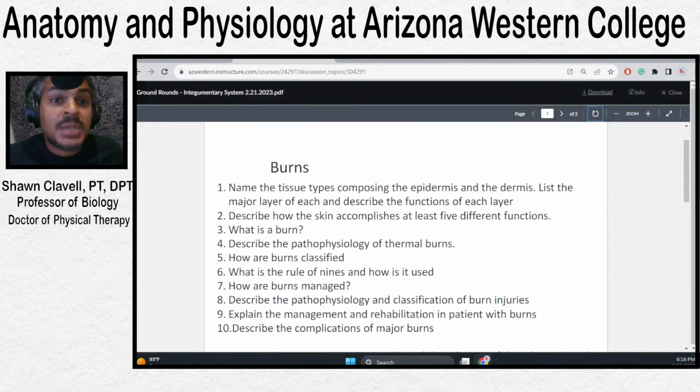The basics of the integumentary system chapter is, what are the tissues that comprise the integumentary system, the epidermis and the dermis? What are the layers that comprise both the epidermis and the dermis? What are the functions of the integumentary system? And then we'll see about these pathologies. In this case, we're looking at burns. So please, what is the definition of a burn?